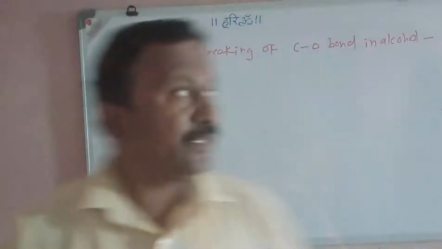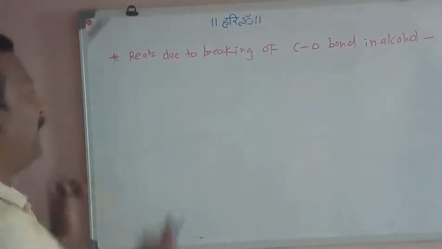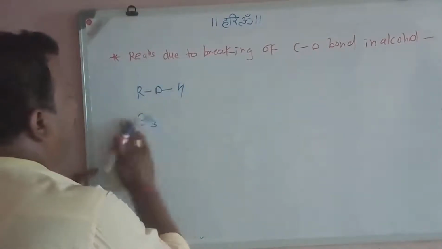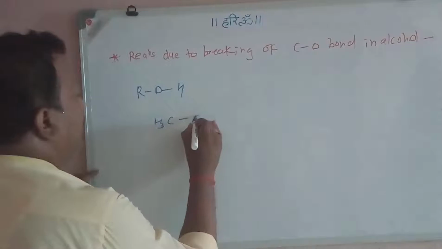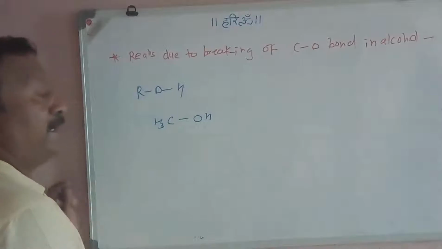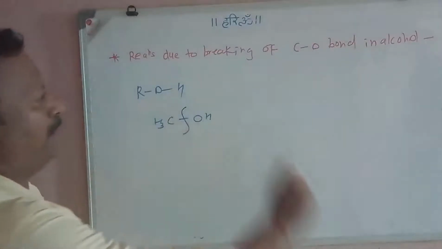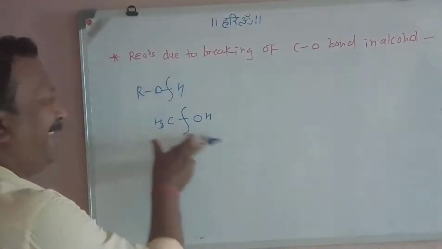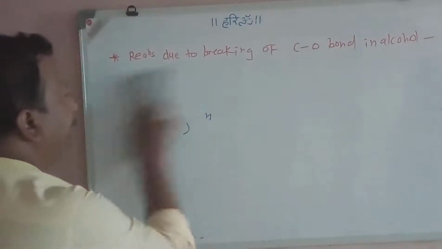Now students, reactions due to the breaking of CO bond in alcohol. समजा या ठिकाणी अल्कोहोल आहे, that is ROH, for example CH3OH. So here these reactions, आपण आता बघणार आहोत कुठल्या reactions due to breaking of CO bond, म्हणजे कार्बन ऑक्सिजन बॉन्ड इन अल्कोहोल. मग अशा कोणत्या रिएक्शन बघितल्या ज्याच्यामध्ये ऑक्सिजन हायड्रोजन बॉन्ड ब्रेक होता. आता या रिएक्शन मध्ये कार्बन ऑक्सिजन बॉन्ड ब्रेक होणार आहे. अशा काही रिएक्शन्स आपल्याला या ठिकाणी अभ्यासायच्या आहेत.